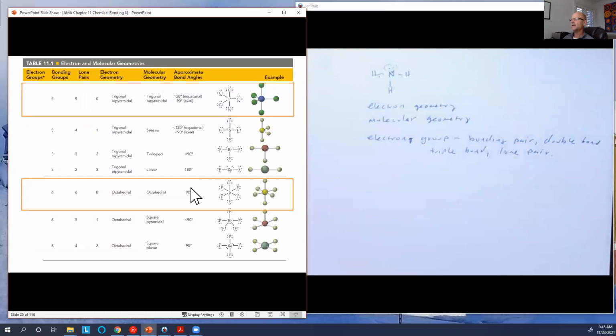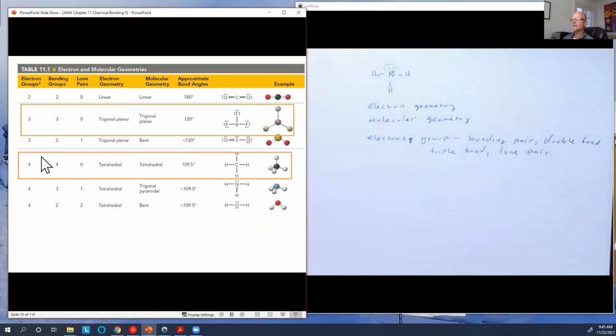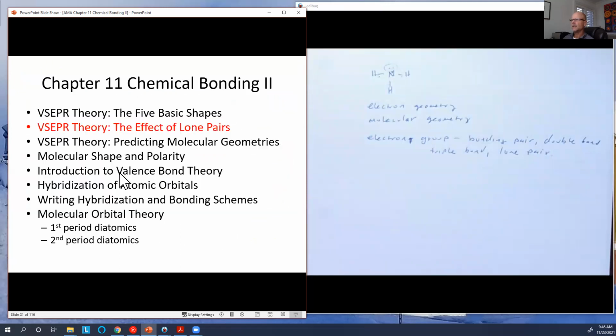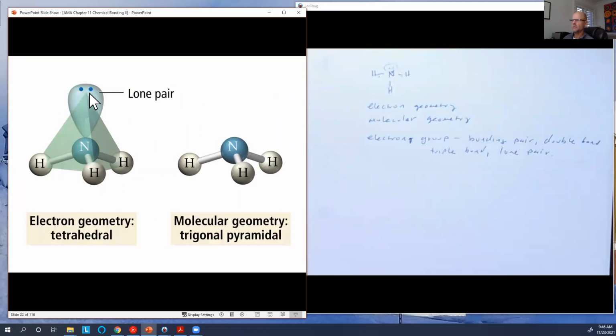We can then go back to our table here and see that when you have 4 electron groups, the electron geometry is always going to be tetrahedral, okay? So the electrons themselves, the 4 electron groups, 1, 2, 3, 4, are going to assume this tetrahedral geometry. However, one of those electron groups is a lone pair. It's not really part of the bonding of the molecule, right? So that lone pair still exerts the force against these other bonding pairs. The resulting molecular geometry is like this. It's trigonal pyramidal.